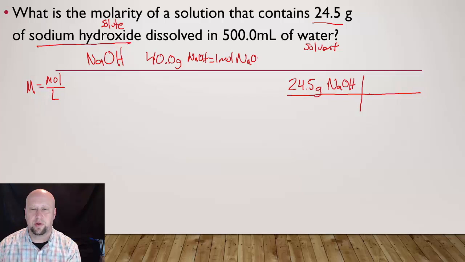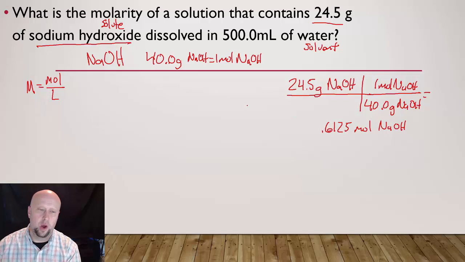You can refer to some previous videos or lessons on how to determine that molar mass. Basically, you're taking those numbers off the periodic table, right? The atomic weights. And so that's going to give us 40 grams of sodium hydroxide on the bottom of our conversion factor here, 1 mole on the top. And when we calculate that out, we are going to get 0.6125 moles of sodium hydroxide.